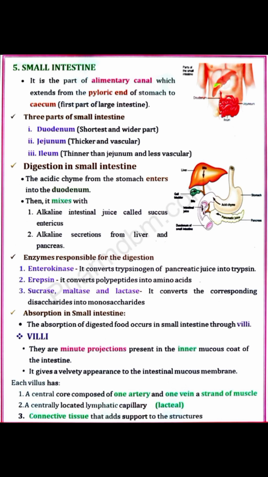Absorption in the small intestine. The absorption of the digested food occurs in small intestine through villi. They are minute projections present in the inner mucous coat of the intestine. It gives the velvety appearance to the intestinal mucous membrane. Each villus has a central core composed of one artery and one vein, a strand of muscle, a centrally located lymphatic capillary called lacteal, and connective tissue that adds support to the structures.